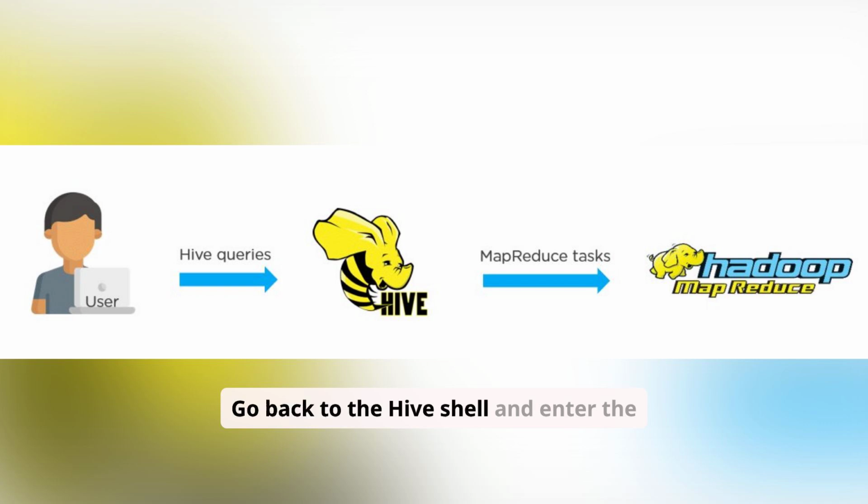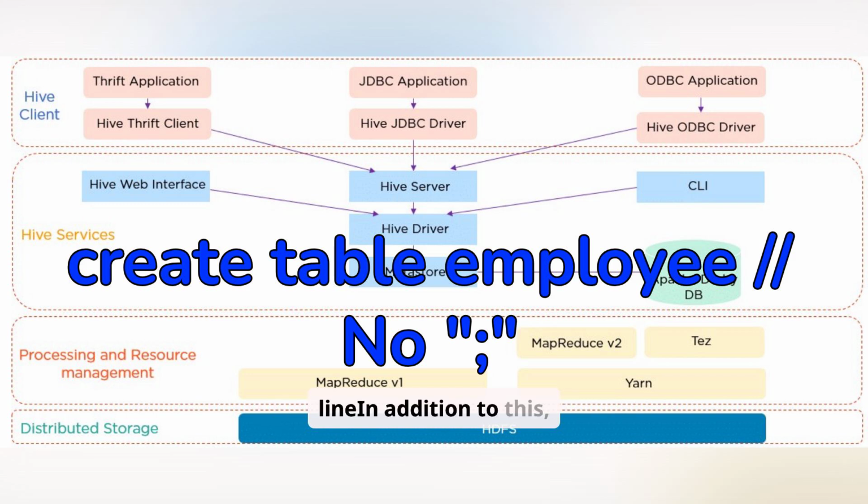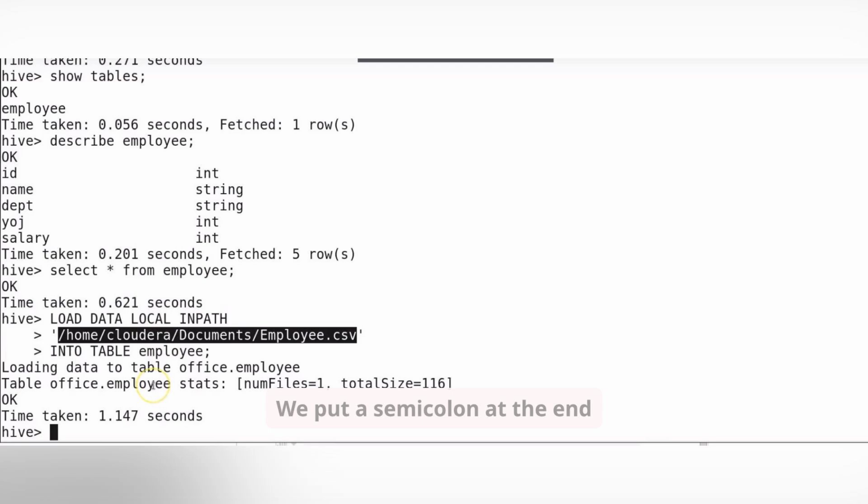Go back to the Hive shell and enter the following command. As we don't want to execute the line in addition to this, type the following schema for our database. If you already have it ready, you can paste it. We put a semicolon at the end and run these lines. Then type show tables. You will see the employee displayed. You can also type describe employee. You will see the data and its types described.